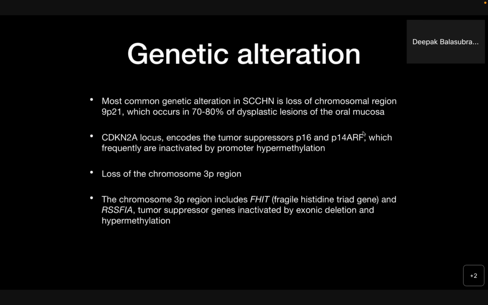Now, what are the other genetic alterations? So the most common genetic alteration in squamous cell carcinoma is loss of 9p21. And this is seen even before the tumor. It occurs in 70 to 80% of dysplastic lesions. Then there is the CDKN2A locus, which encodes for tumor suppressors P16 and P14, which are frequently inactivated by hypermethylation. So along with 9p, there's also loss of 3p, and this is again caused by hypermethylation, and these promote tumorigenesis.